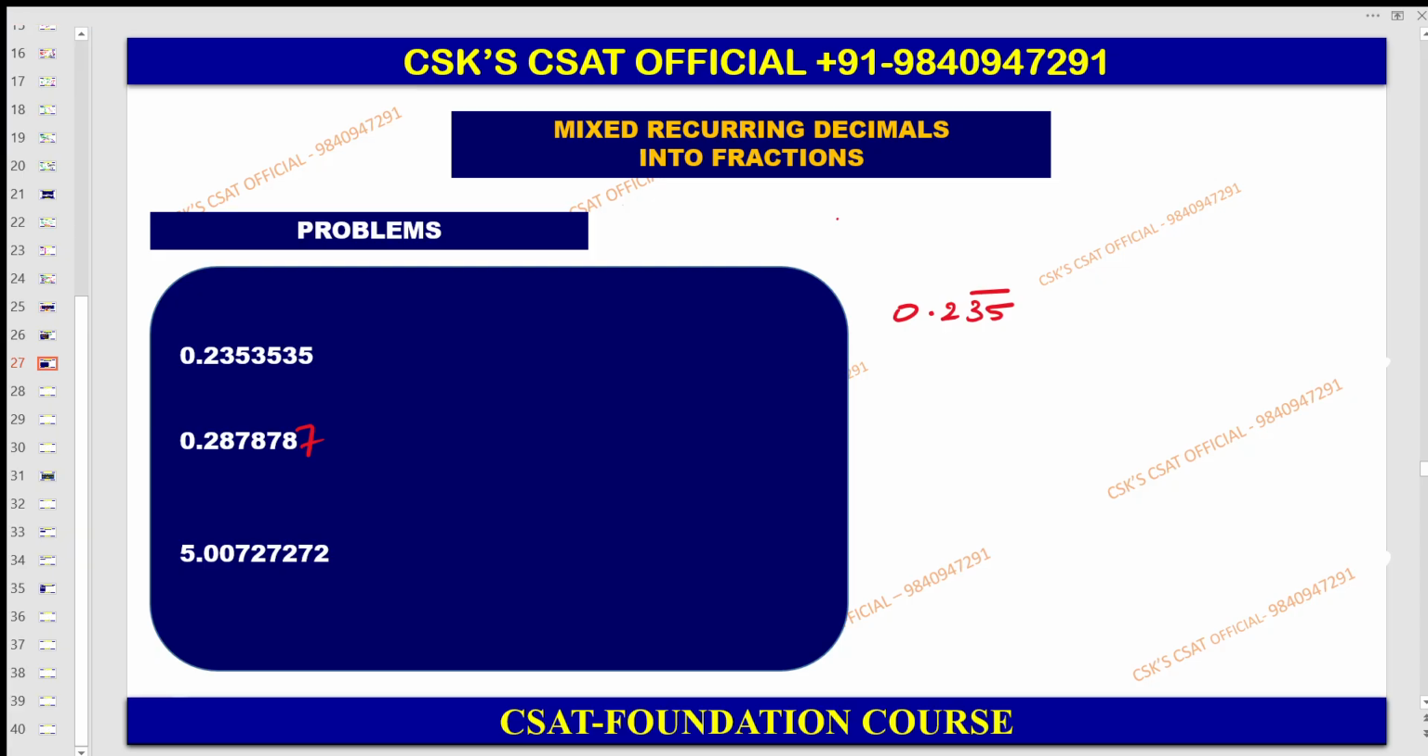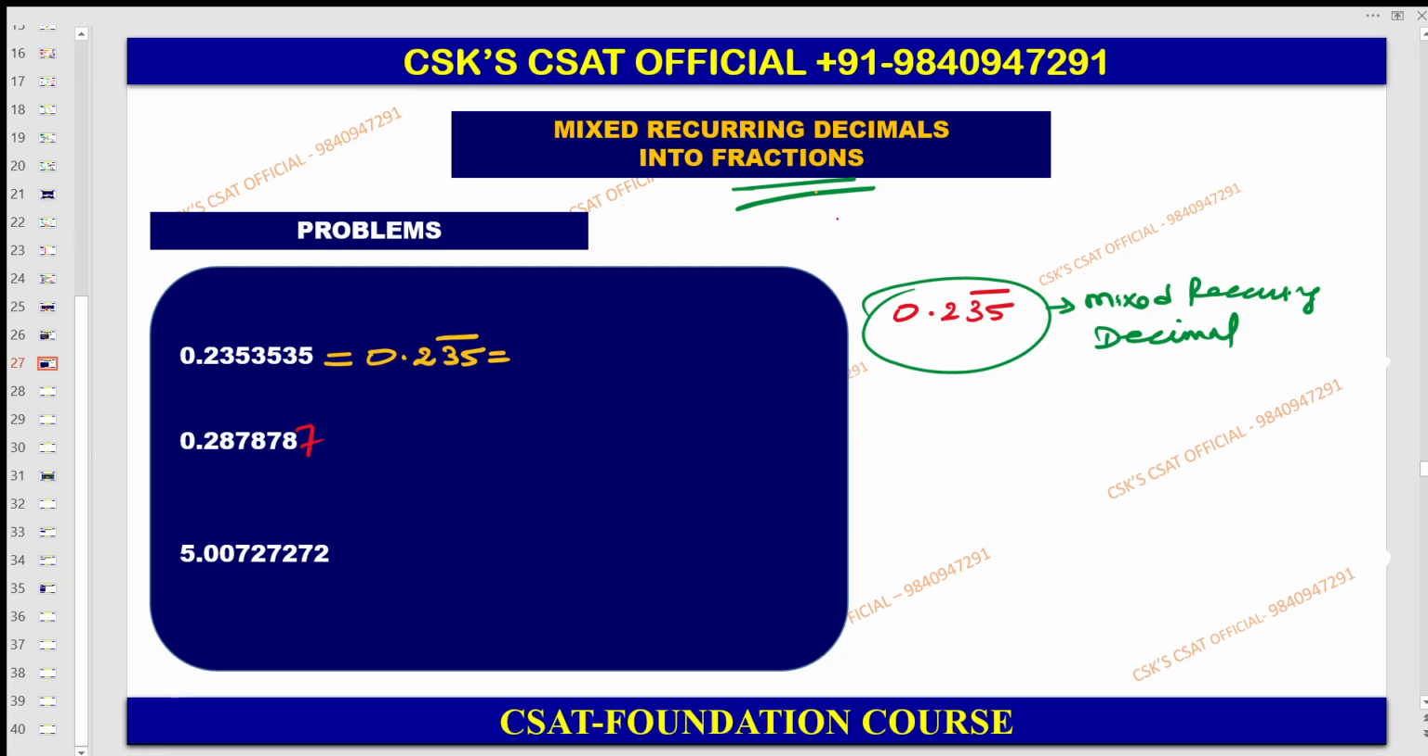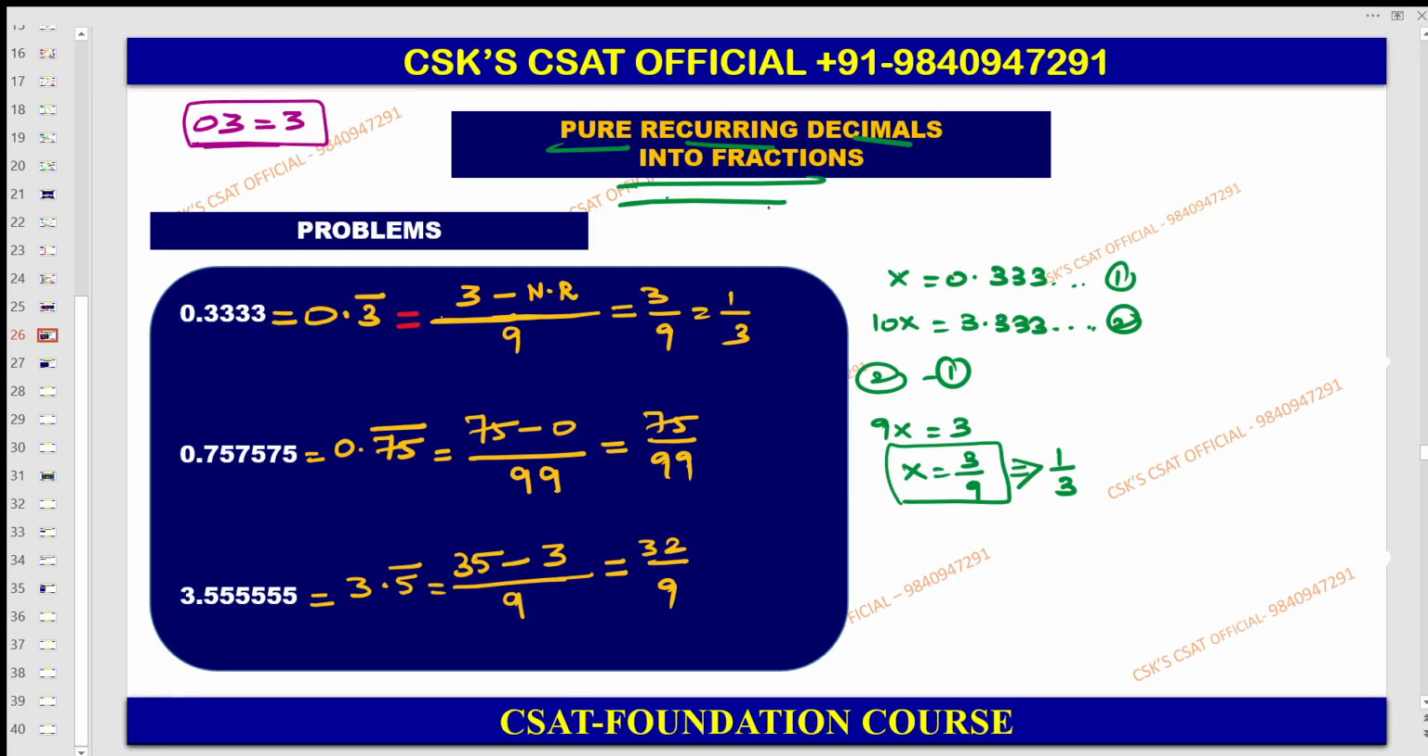So this format is nothing but a mixed recurring decimal. So you have to convert it in terms of a fraction. So how to convert this in terms of a fraction? So this is nothing but 0.235 bar. Now please understand, a shortcut way you can learn here, that is better. If you apply the procedural way, multiplying by 10 if it is 1 recurring, multiplying by 100 for 2 recurring, this is a lengthy procedure, avoid that in the examination.